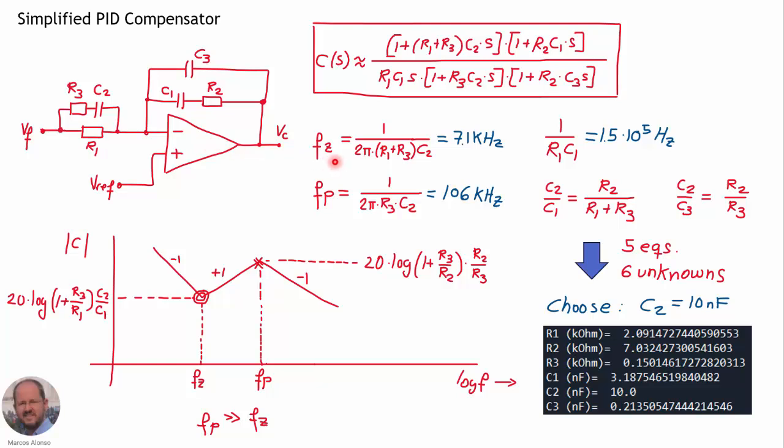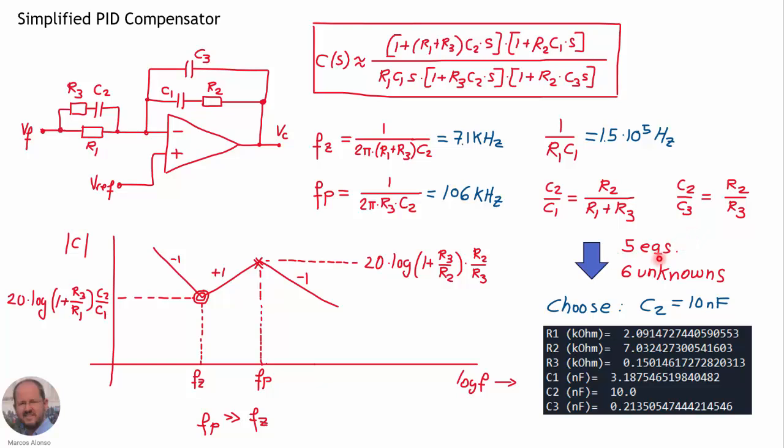So the frequency of the zero is equal to 7.1 kHz, equal to the frequency of the double pole of the buck converter. The frequency of the poles of the compensator is equal to 106 kHz, which is the frequency of the ESR zero. The gain factor, which is given by this expression here, is equal to 1.5 times 10 to 5, as we have seen. And then we have these two other conditions, as we saw in previous slides.